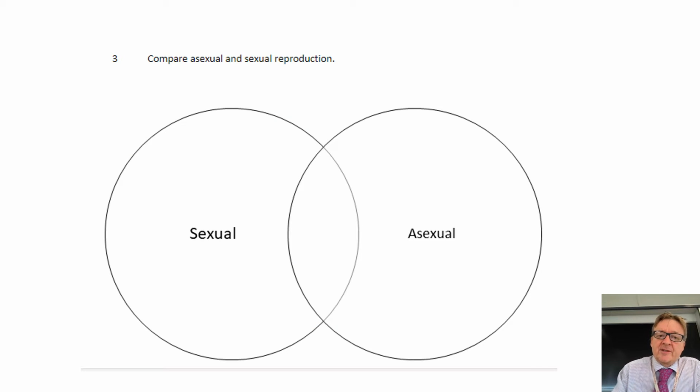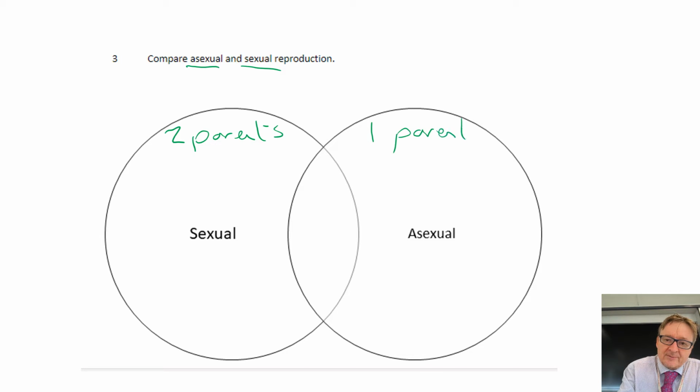Okay, question number 3, comparing asexual and sexual reproduction. So sexual reproduction has two parents, mummy and daddy. Asexual reproduction only has one parent. In sexual reproduction the offspring are non-identical. Asexual, they are identical.